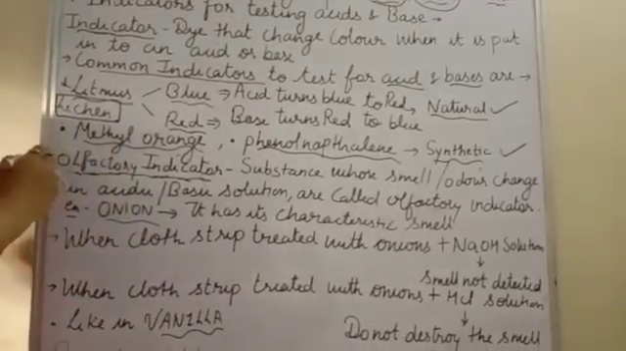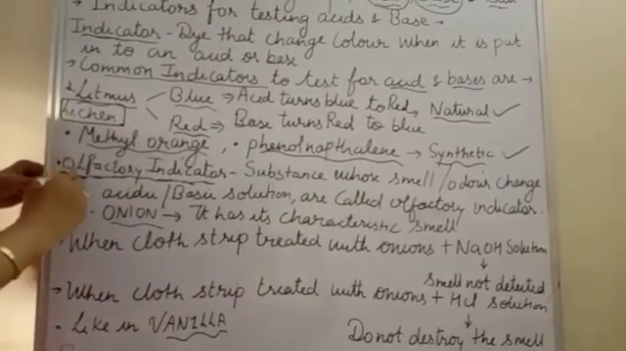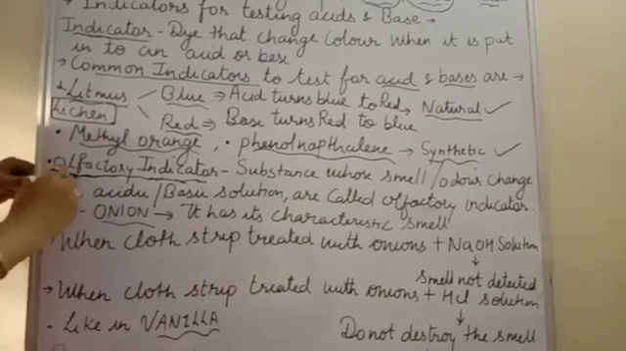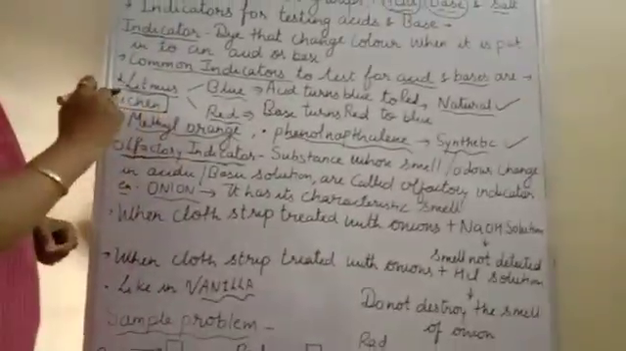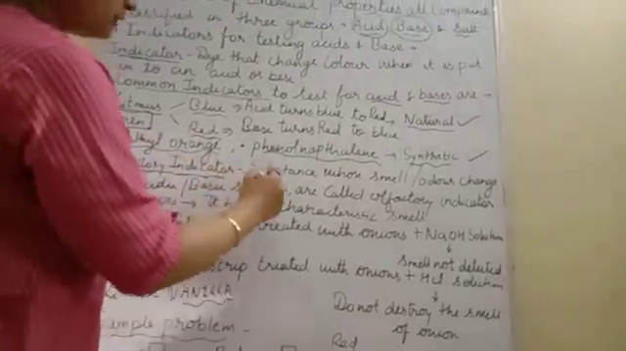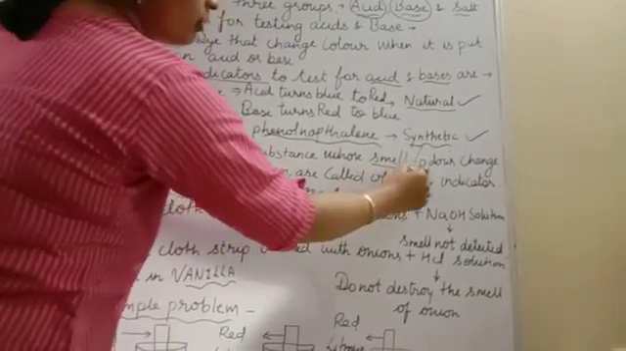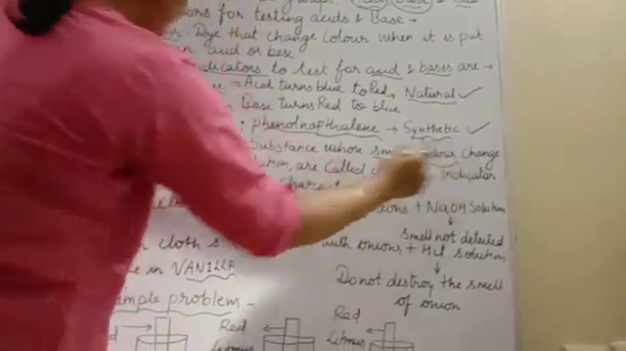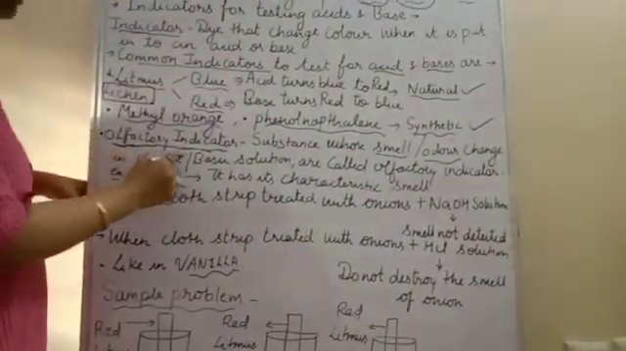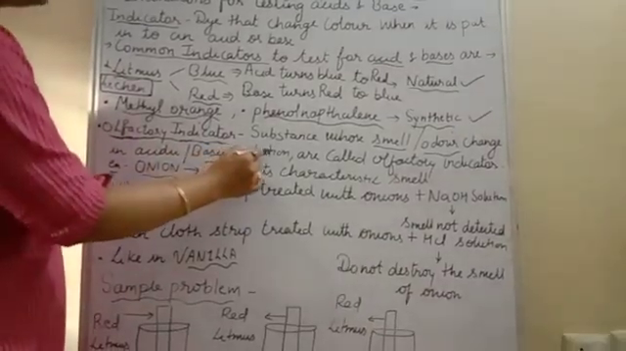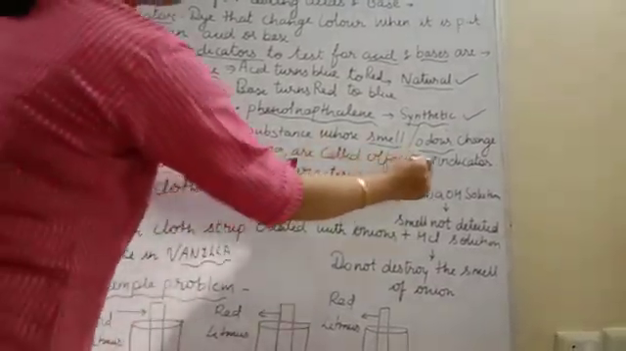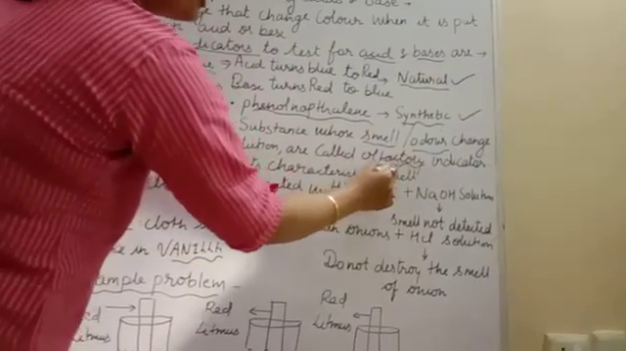Now, the next topic is olfactory indicators. The word olfactory means relating to the sense of smell. The definition is: substances whose smell or odor changes in acidic or basic solution are called olfactory indicators because they relate to the sense of smell.